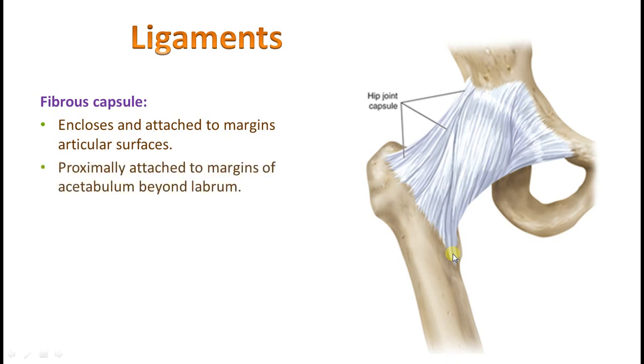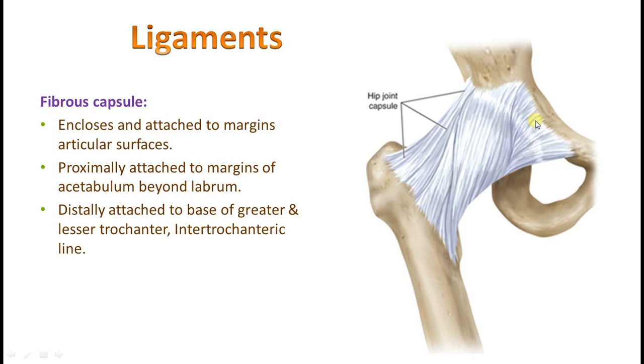Okay. So that is the proximal attachments and the distal attachments. Proximally it attaches to the acetabulum beyond the labrum, and anteriorly it merges with the labrum. Distally along the intertrochanteric line, you see it is attached also to the base of the greater trochanter and also to the lesser trochanter. Up to here, the intertrochanteric line, it extends. And you see the fibers of the capsule, they are somewhat spirally arranged or twisted.